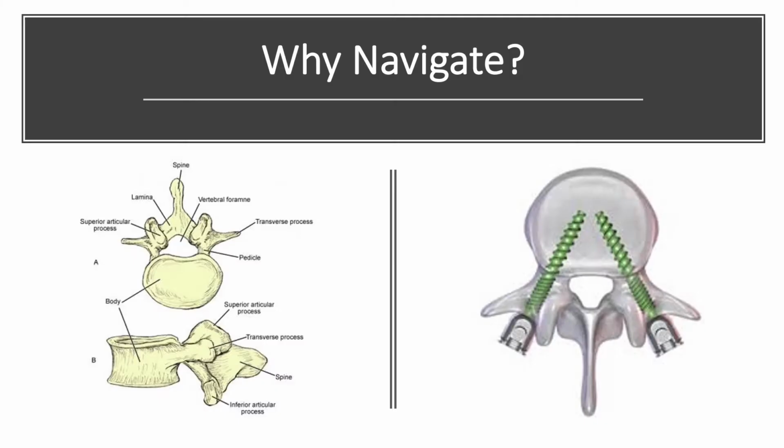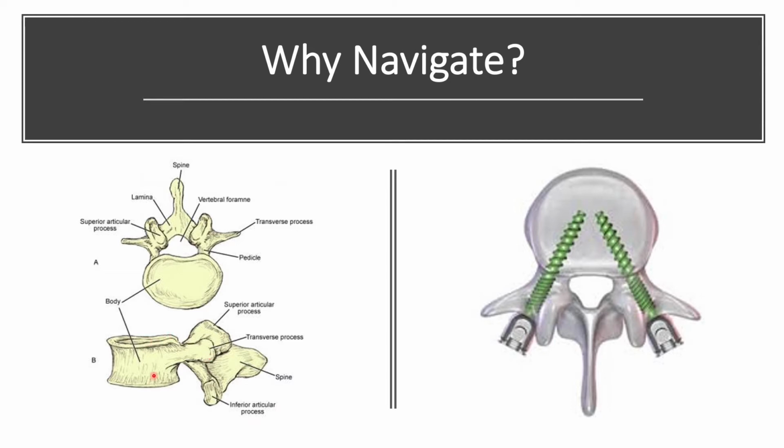Now let's go on to examine why do we need to navigate in spine surgery. Here's an example, a picture on your right, which shows the body and the pedicle of a lumbar spine vertebra with a pedicle screw inside. So you can see that there is a very narrow corridor for you to pass these pedicle screws.